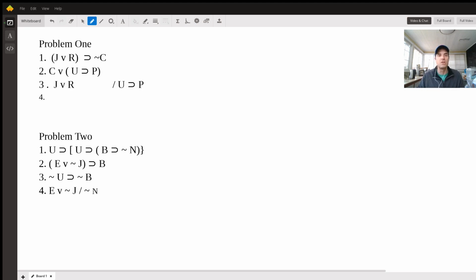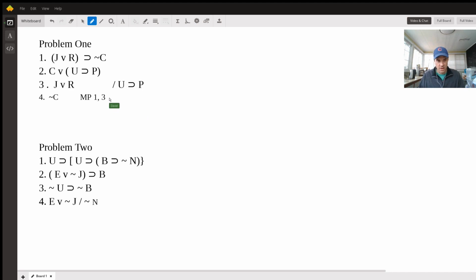So what order do we do this in? First of all, we look at number 3 and number 1 and we say, very simple. This is a Modus Ponens solution here, right? MP is our rule that allows us to look at 1 and 3. If J or R, then not C. J or R, therefore not C. So by Modus Ponens, we've discovered the answer to that.